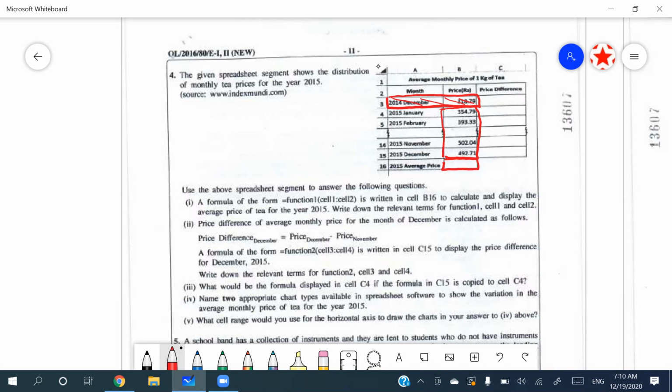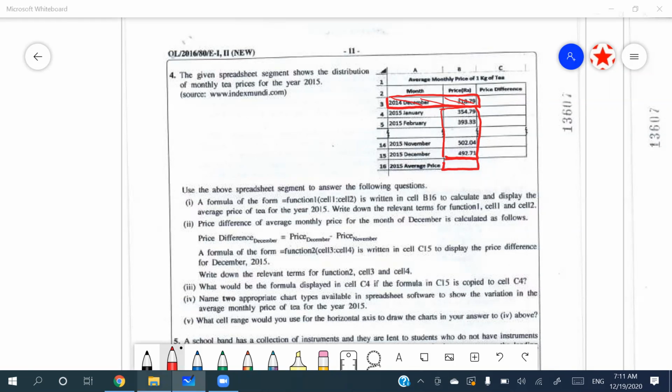So cell 1 can be taken as B4, cell 2 can be taken as B15, and those can be changed or toggled, right? B15 as cell 1 and B4 as cell 2, there is no problem. So function 1 is average, cell 1 is B4, cell 2 is B15, right? You can get it like that.